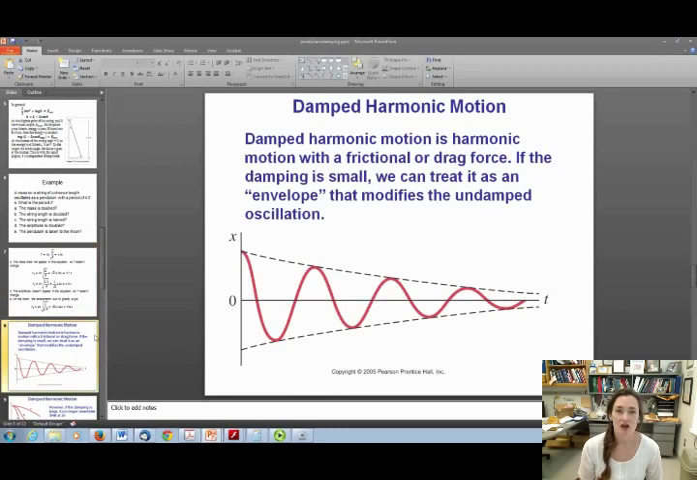Now, we all know that we've been neglecting friction a lot, and of course in the real world you can't neglect friction. It's impossible. So in any real oscillating system, the motion is going to be what we call damped. Damped harmonic motion is harmonic motion that includes a frictional or a drag force. Now if you have a small amount of damping, then it still kind of looks like a simple harmonic oscillator. It's just that the amplitude of oscillation gets smaller and smaller with every oscillation until it finally kind of comes to a stop. If that's the case, then we can think of this envelope, okay, that's modifying the amplitude of the oscillation as it goes along.